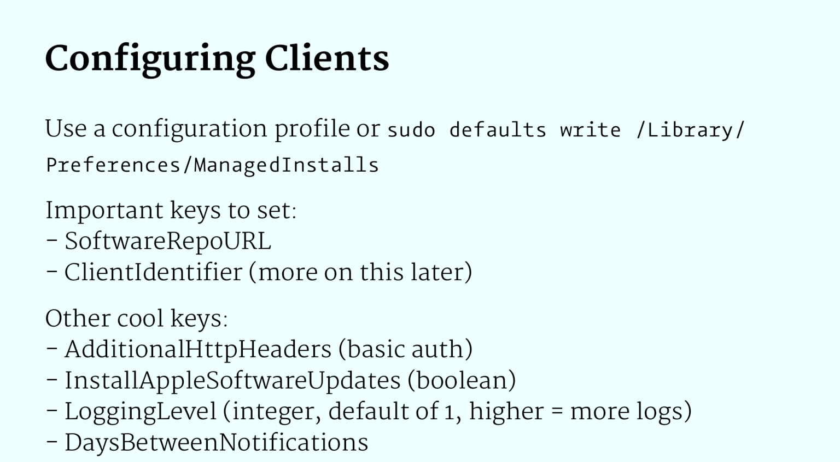The second one is client identifier. We'll cover this a little later. This tells the machine which software payloads to grab from the server. This is what's going to be turned into their manifest. So we'll cover that in a little bit.